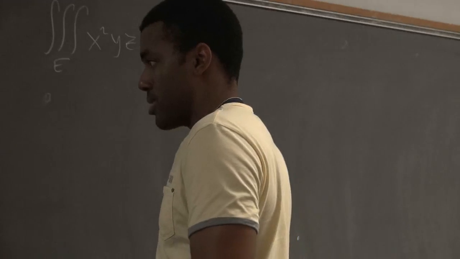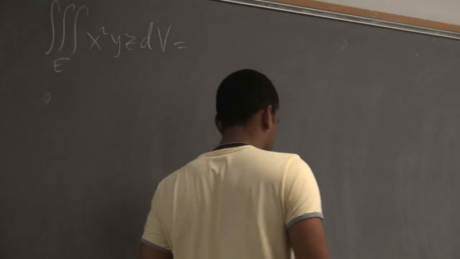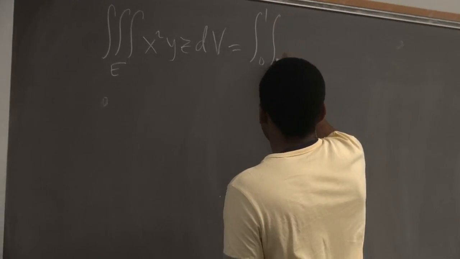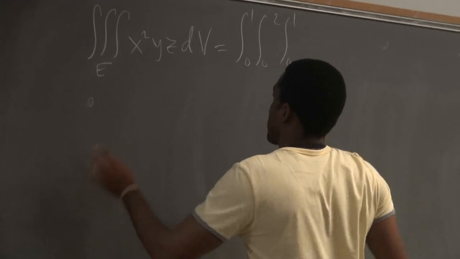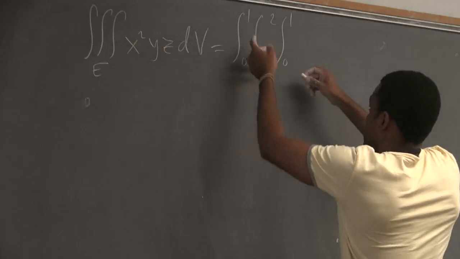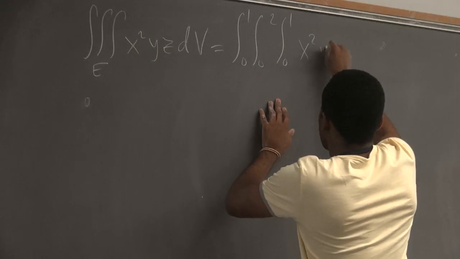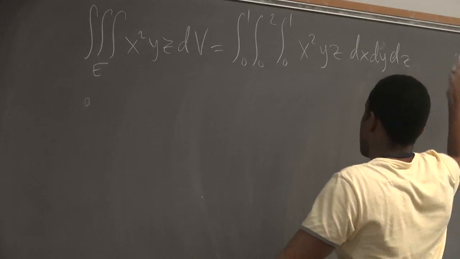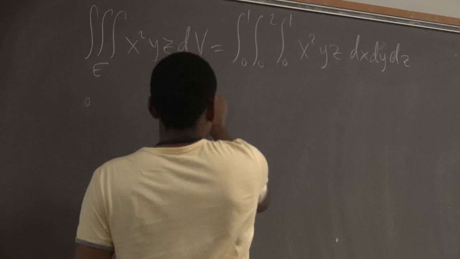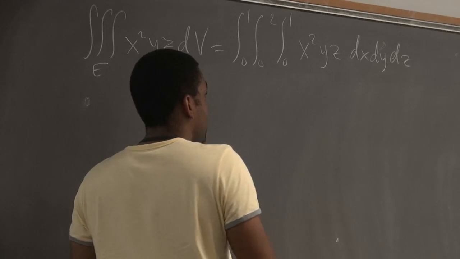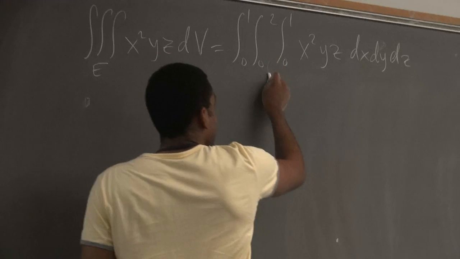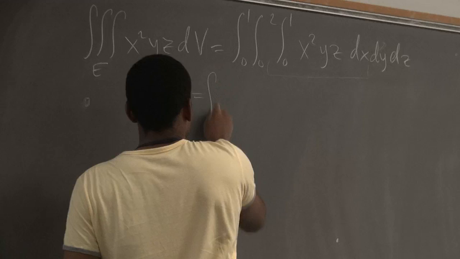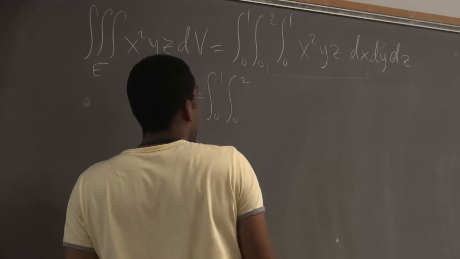Okay, so how would you set that up? 0 to 1, 0 to 2, 0 to 1. Really doesn't matter the order. This is continuous and these are constants, so you can really do it any which way you please. So this I can do dx, dy, dz. dz, dy, dx could also work for the same thing. So how do you do a triple integral? Same thing applies. You work from the inside and you go outside.